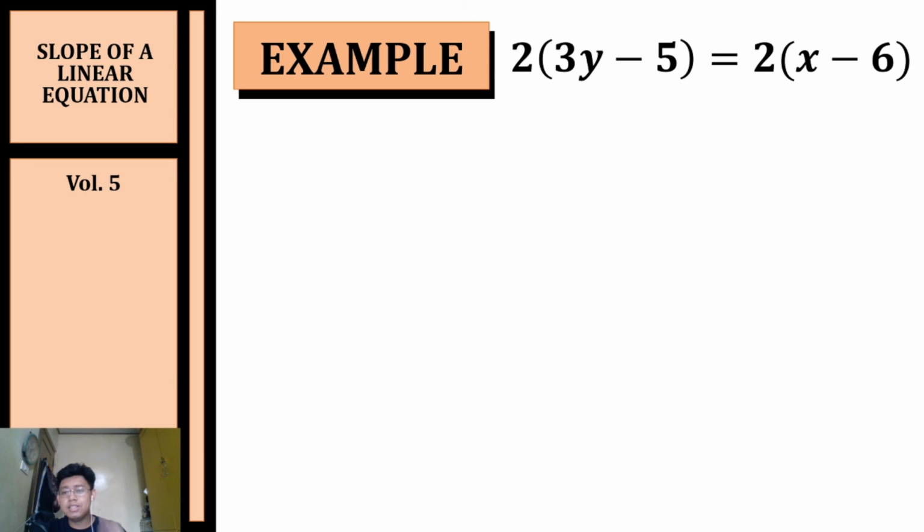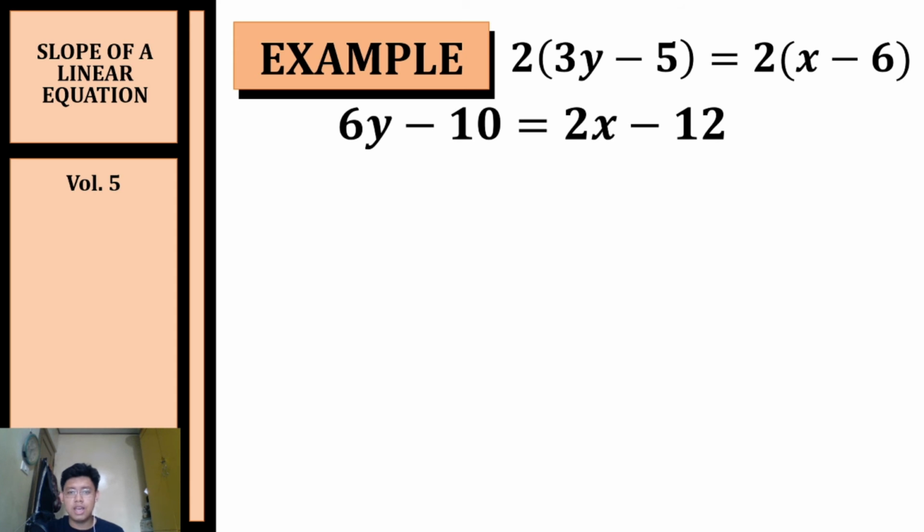For example, we're given this equation and we're going to get the slope of this linear equation. For us to do that, we must first convert our linear equation to slope-intercept form. In this case, we must first simplify each side by applying the distributive property. Let's distribute. We will get 6y minus 10 for the left side, and for our right side we have 2x minus 12. Now let's isolate the variable y by transferring negative 10 to the other side of the equation by applying the addition property or subtraction property.